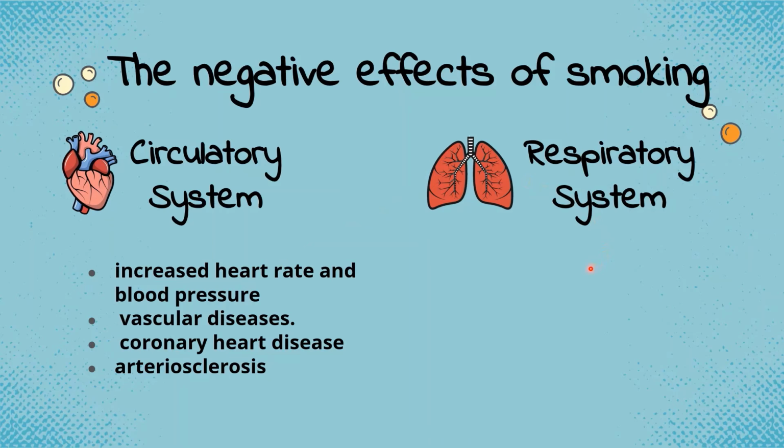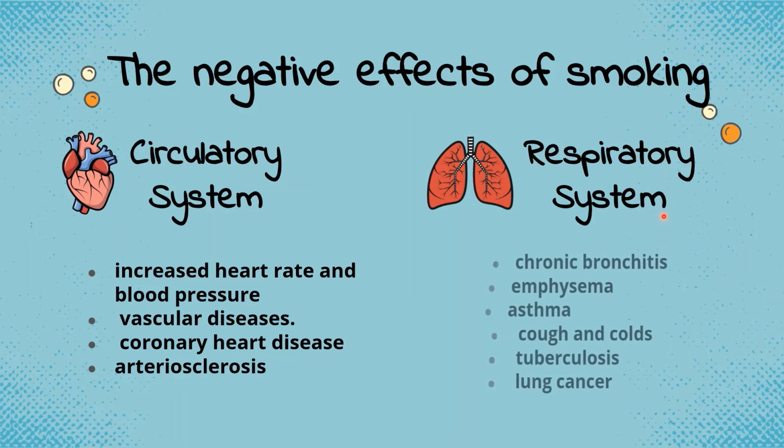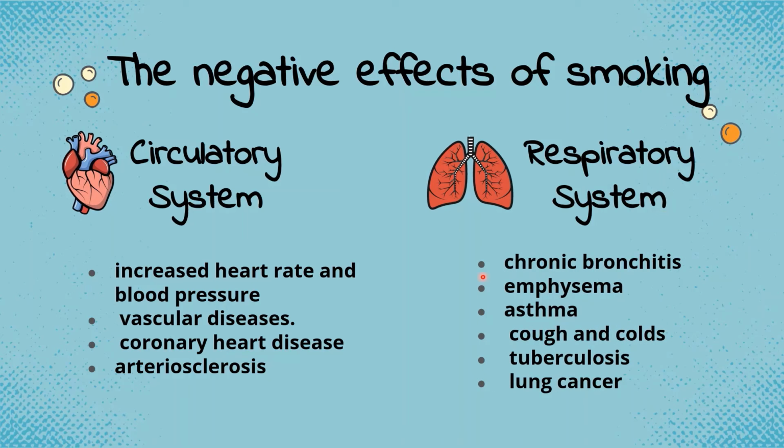Now, here are some of the respiratory system diseases that are caused by smoking. First is chronic bronchitis. This is due to the inflammation and irritation of bronchial tubes. Then, emphysema. Although emphysema can be genetic, smoking is the most common cause of emphysema. Then, asthma, cough, and colds, and then tuberculosis and lung cancer. These are some of the diseases caused by smoking to the circulatory and respiratory systems.